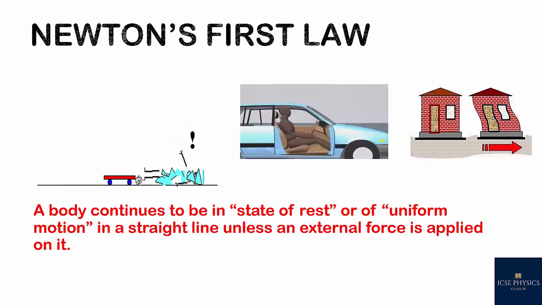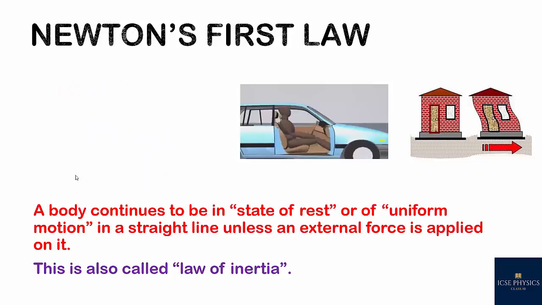What is Newton's first law? A body continues to be in a state of rest or of uniform motion in a straight line unless an external force is applied on it. Here the body continues in a state of rest unless a force is applied. When the earthquake was applied, the house shook. Similarly here, the body was continuing in a state of motion until an external force, applied by the stone, changed it. So this was Newton's first law. This law is also called the law of inertia.